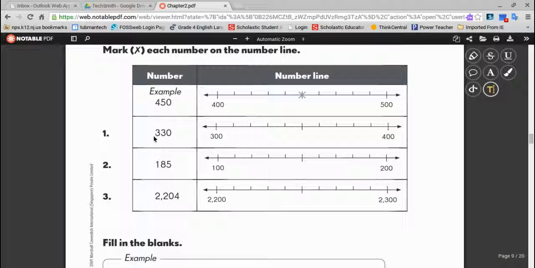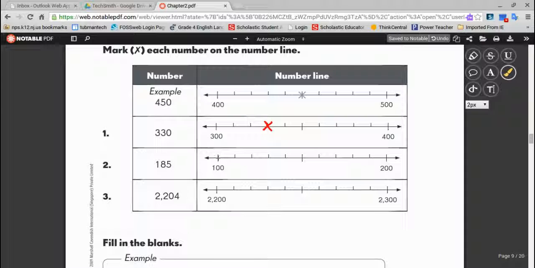So let's do number 1, 330. So again, we have 10 slashes. We know we're counting by tens. And now let us count by tens to find out where 330 is. So this is 300, 310, 320, and 330 is right over there. Okay, let's do the next one, 185.